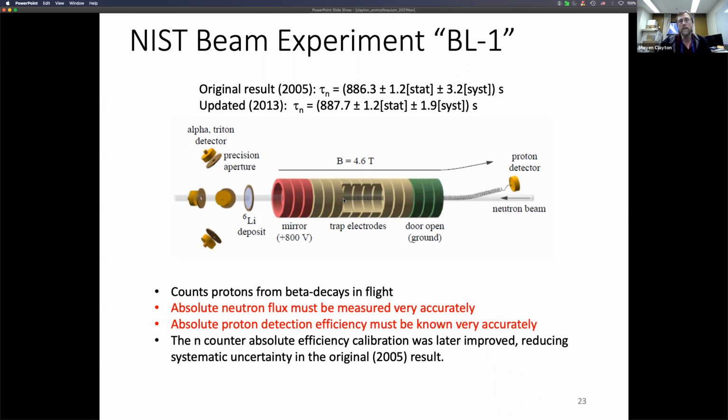So they have a strong magnetic field so that the protons spiral around. They're confined radially by the field, and then they have these electrodes to confine them in the trap. And so when they want to count them, they ground one side of this electrode stack, and then that guides out these protons, and then they're accelerated with a bias field into this proton detector.